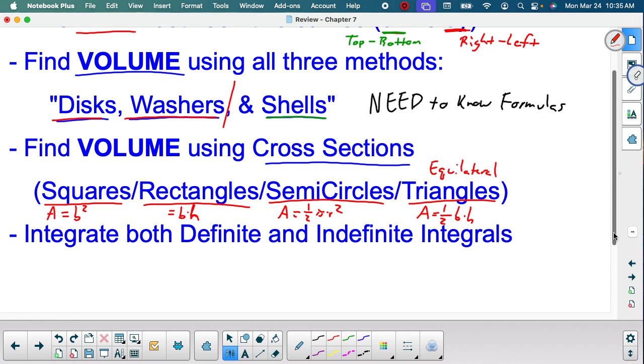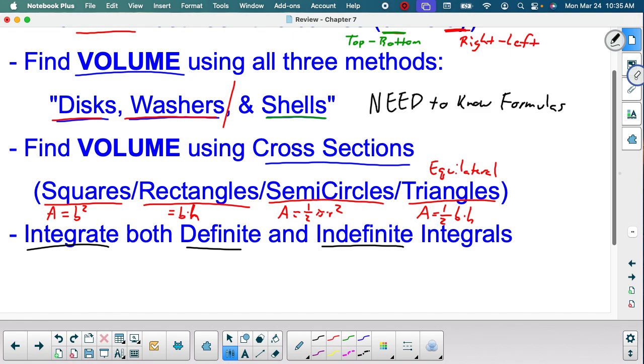And then the last thing, just so you're aware, all this stuff is applications of integration. I want us to be able to integrate both definite and indefinite integrals. So if I gave you an indefinite integral, I still want us to be able to anti-derive.